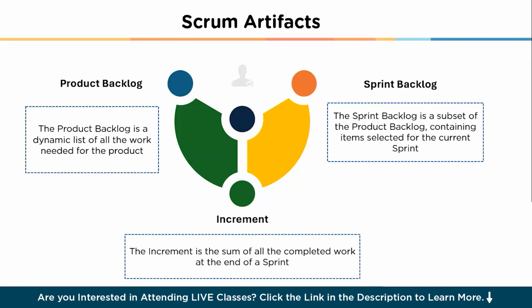Then we have the Increment. The increment is the sum of all the work at the end of the sprint. It represents a potentially shippable product that meets the definition of done, a set of criteria ensuring that work is complete and of high quality.